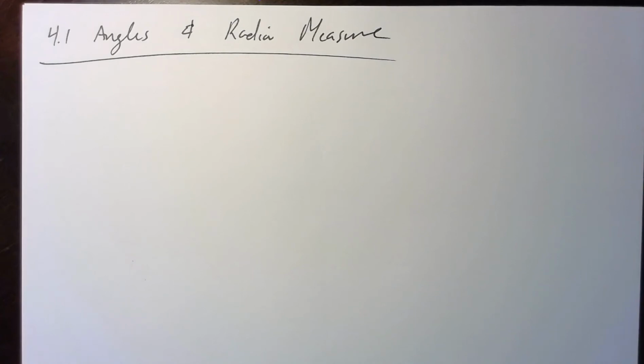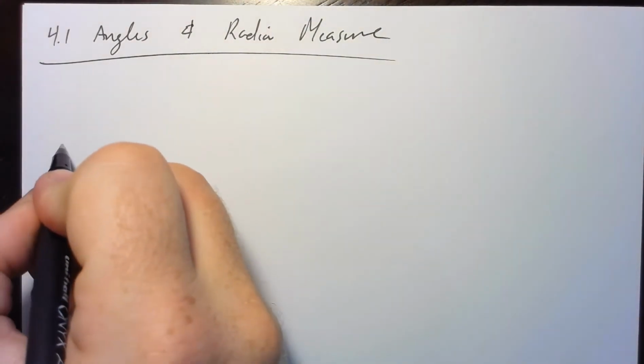In this video, we'll be talking about section 4.1, angles and radian measure. This video in particular is going to focus on the concept of angles and how they're built and what they're composed of. The first detail we have to understand is that an angle is created by two rays.